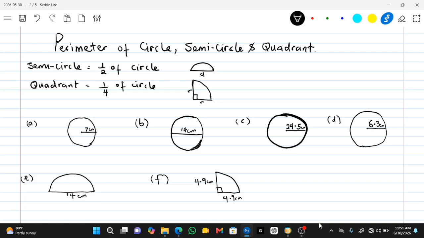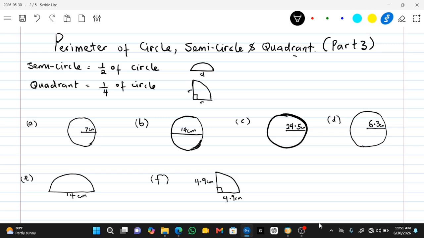Welcome to perimeter of the plane shapes. This will be the part 3, the final part. Part 3: perimeter of circle, semicircle, and quadrant.